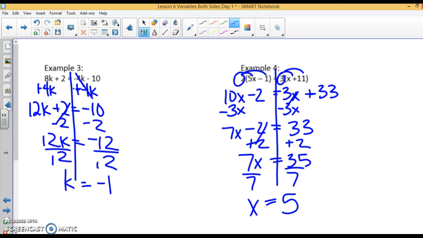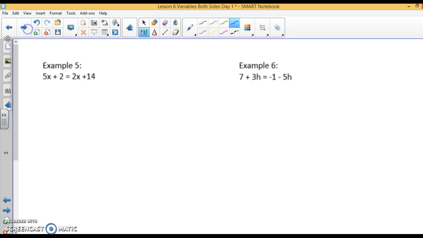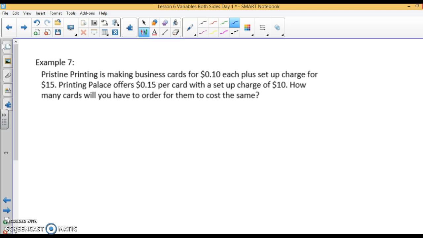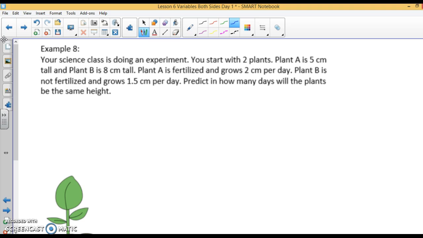Now, if you are to flip to your next page, let's do example 8. Your science class is doing an experiment. You start with 2 plants. Plant A is 5 centimeters tall and plant B is 8 centimeters tall. Plant A is fertilized and grows 2 centimeters per day. Plant B is not fertilized and grows 1.5 centimeters per day. Predict in how many days will the plants be the same height.